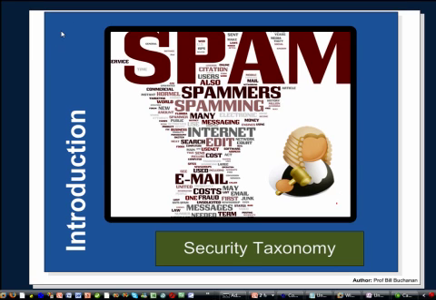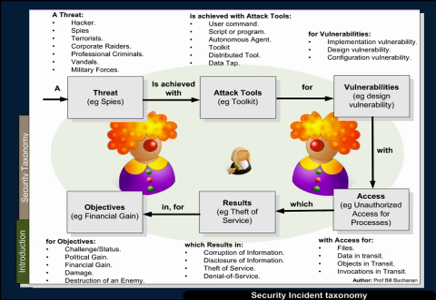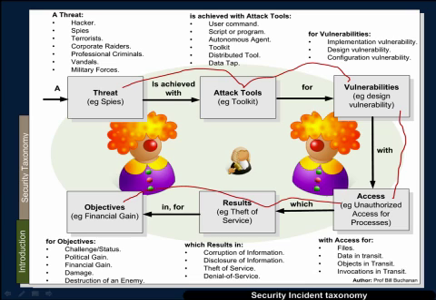So along with defining an ontology to be able to get the basic definitions correct, we also need to define a taxonomy which will classify our subject and define the relationships between certain entities. So let's look at a security incident taxonomy that was developed. In this case, a threat is achieved by attack tools for vulnerabilities with access, which results in certain objectives.